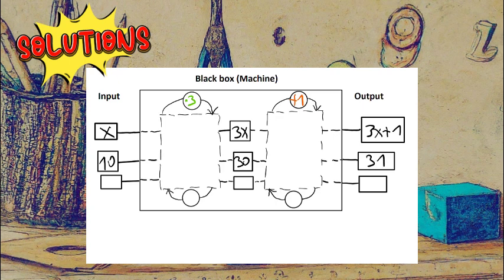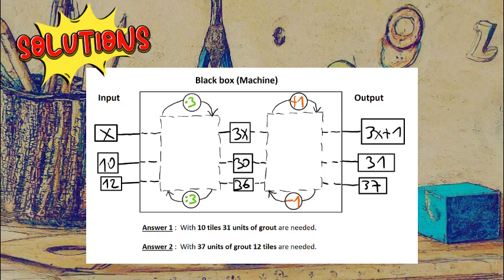For the second question of this problem, in output we get 37 units of grout. So it is necessary to invert each operation starting from the output. Here we subtract 1 from 37 at first, which yields 36. Then dividing by 3, we obtain 12 in input, which is the number of tiles expected. In summary, the 2 answers of this situation are below.